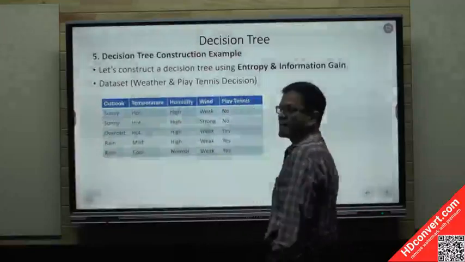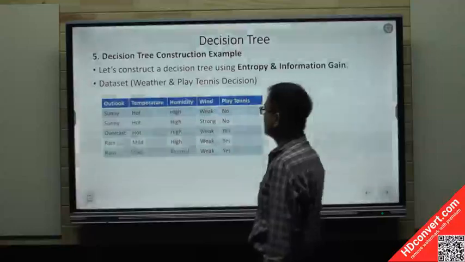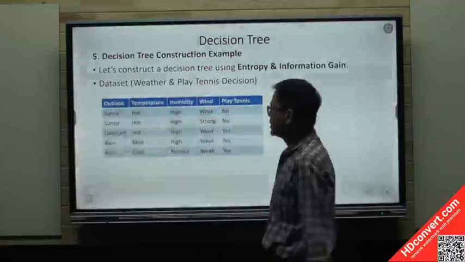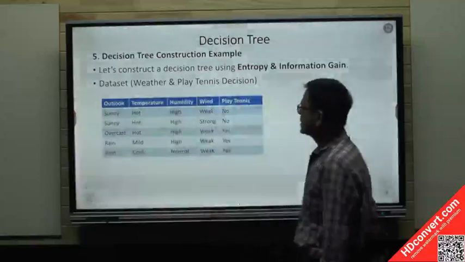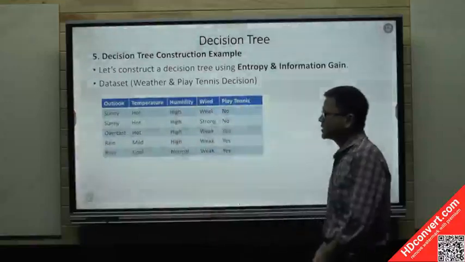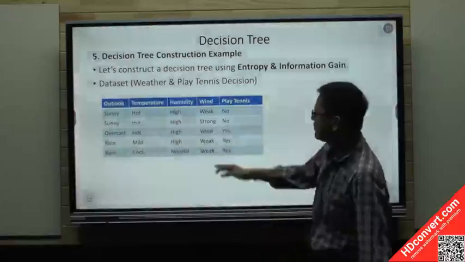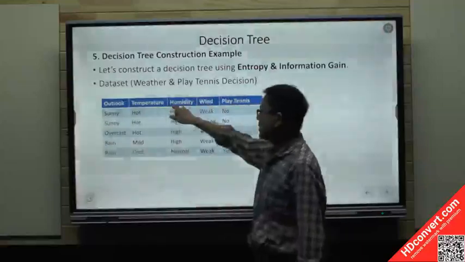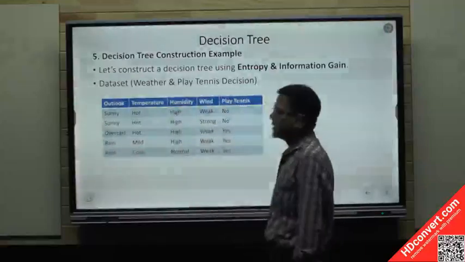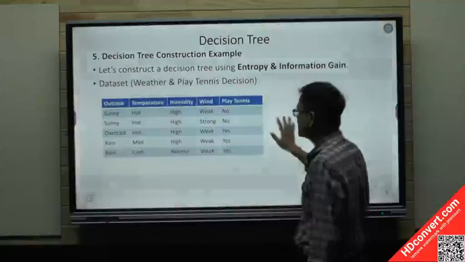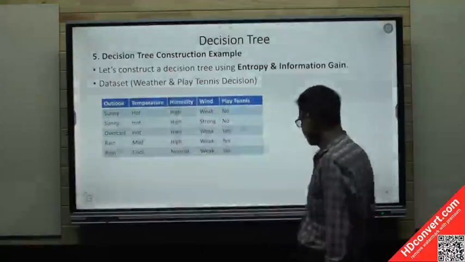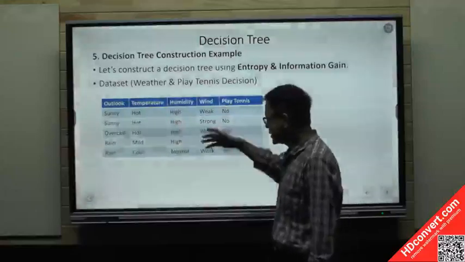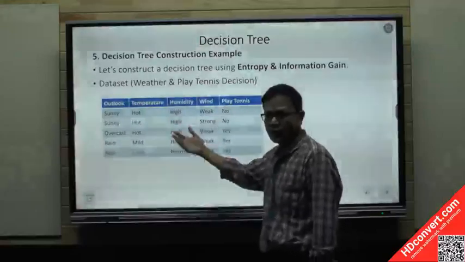So suppose that we have a decision tree. I have taken a small sample just to demonstrate. So let's construct a decision tree using entropy and information gain. The data set is weather and play. The weather data set is given and we have to decide whether we are playing tennis or not. So this kind of a sample is the type which you will work with.